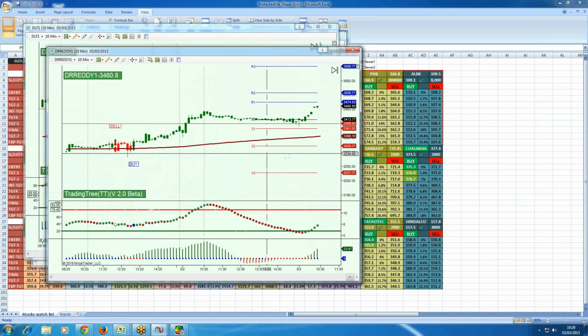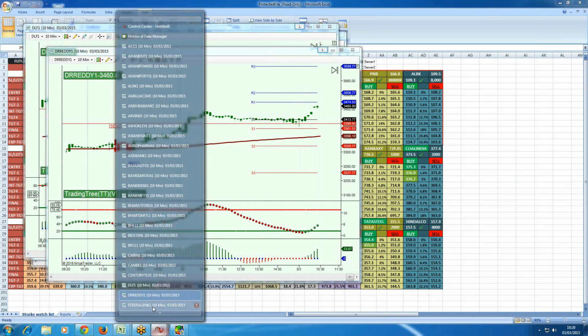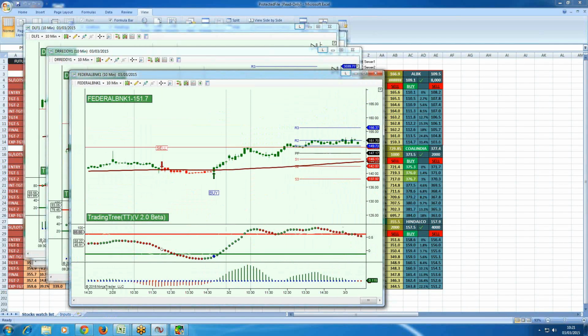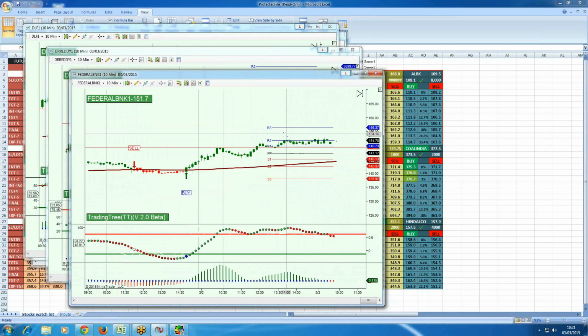Dr. Reddy's, you can see that it has jumped. Federal Bank, in case you want to trade, you can buy at 153.25. You can place an order for Federal Bank at 153.25.